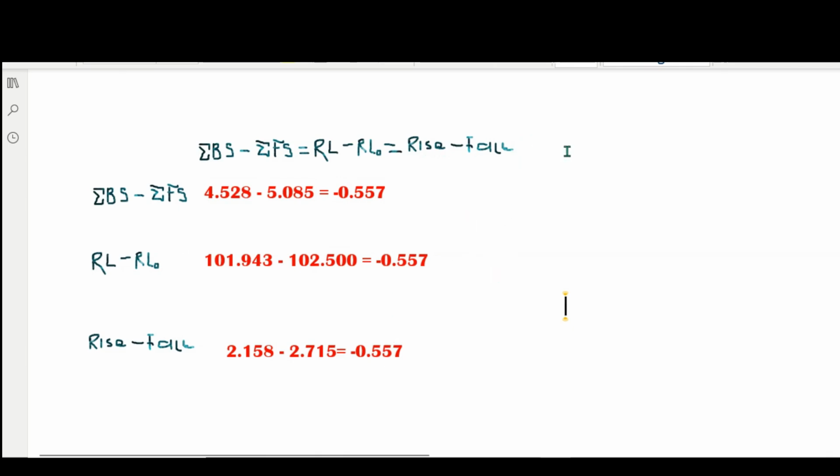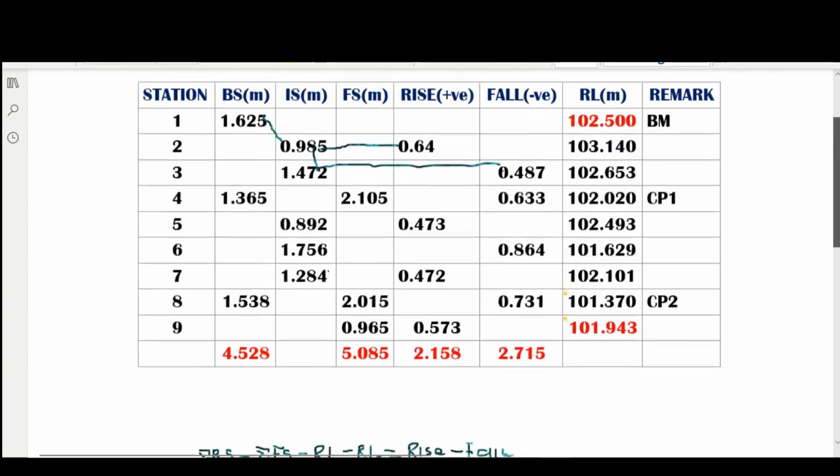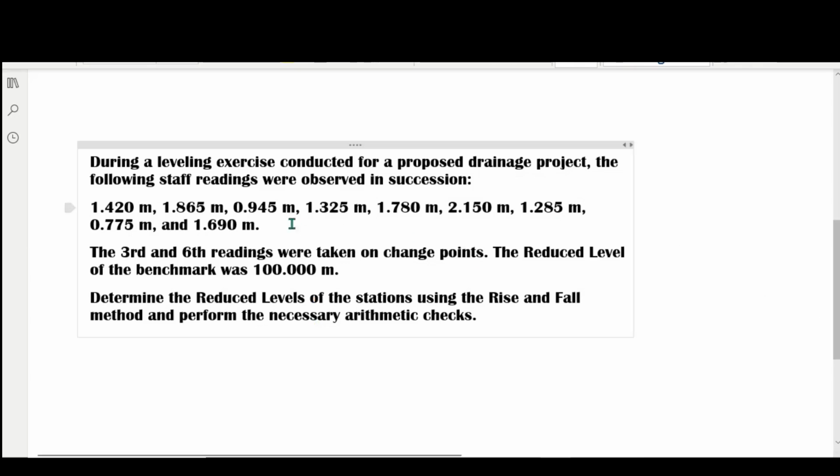So what can we say about our calculation? It means we are very correct. Okay, so this is a question for you. You can copy it down and write me in the comment section about your answer.